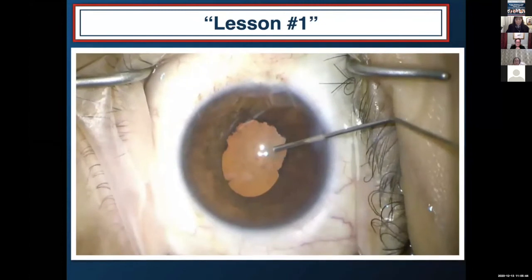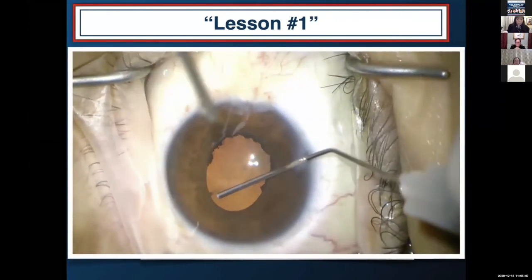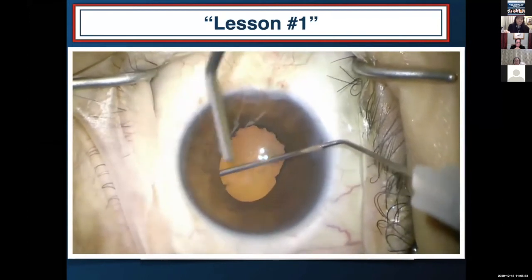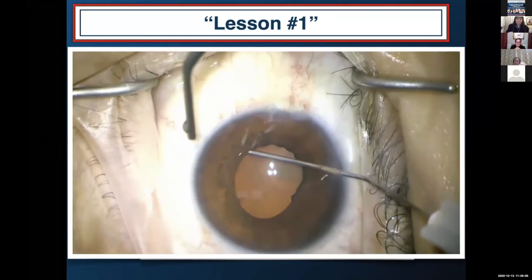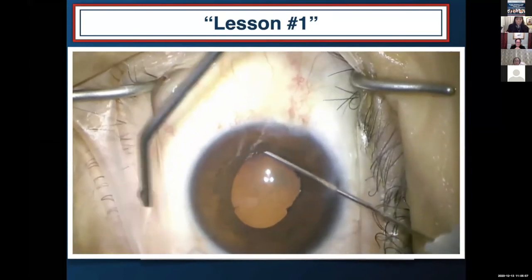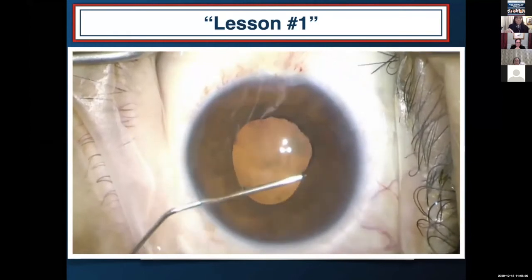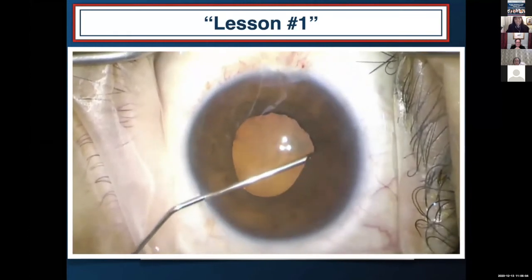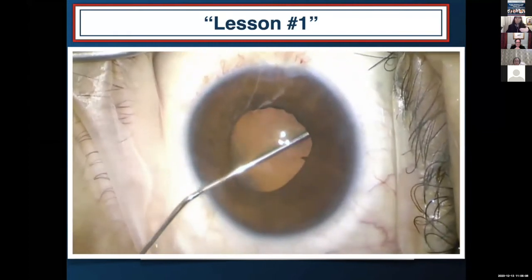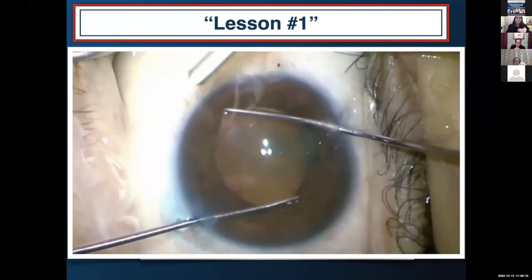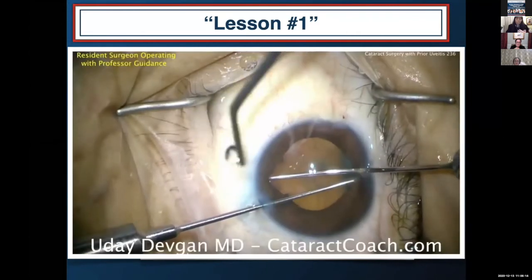Here we have from the great Uday Devgan, cataractcoach.com, showing his resident how to do a lighter synechiolysis with less than 360 degrees using a balanced salt solution on a cannula. Note that it's not viscoelastic. His resident has gone in through an area where there's an opening so as to be able to then go underneath the capsule and divide and break up the synechia.